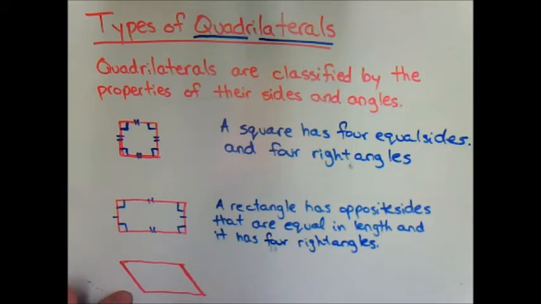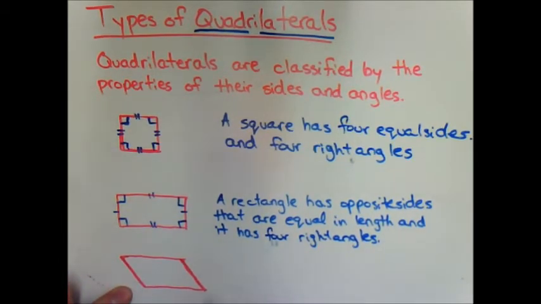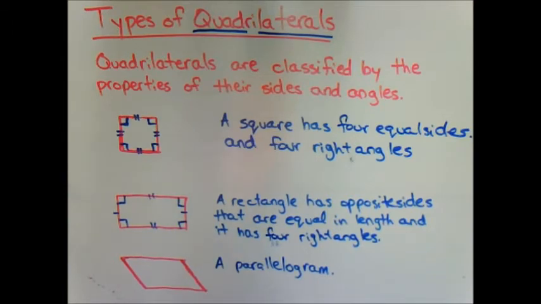Okay, let's look down at this shape. Does anyone know what this shape is called? Now I know it's a quadrilateral because it has 4 lines, but it also has 2 pairs of parallel lines. This is called a parallelogram. And a parallelogram is characterized by 2 pairs of parallel lines and opposite angles that are equal, and also the opposite sides are equal in length.